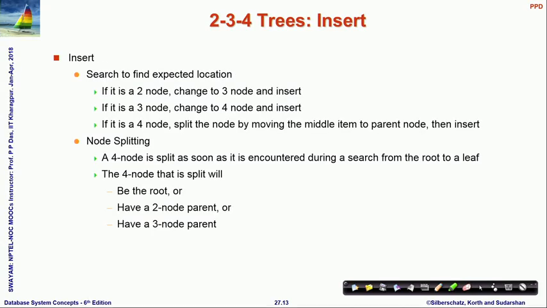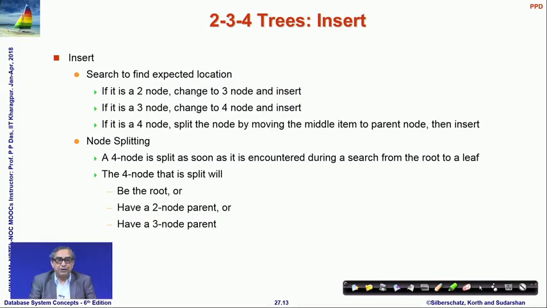Now, what do you need to do in terms of an insert? Insert is very interesting. For insert, first you search and find the expected location where you are expecting it. So, that is not there. Now, what are the possibilities? The node where you have found the expected location could be a 2 node. If it is a 2 node, all that you need to do is change that to a 3 node and insert the second item. If it is a 2 node, it has only one item, so just insert this new item there and make it into a 3 node.